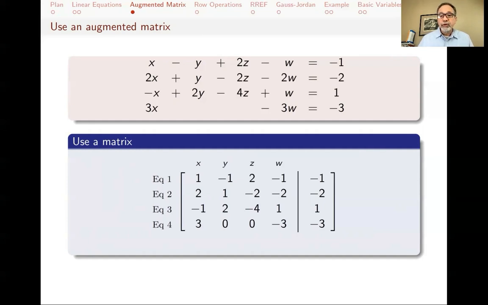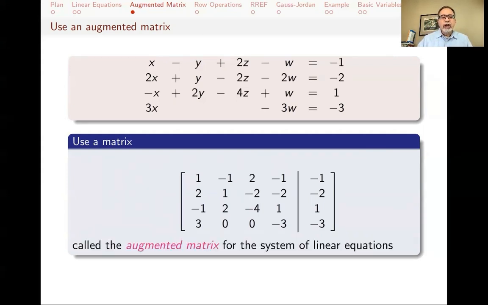For example, the first equation was x minus y plus 2z minus w equals minus 1. X had coefficient 1, so I'll put 1 there, and then minus 1, because minus 1 was the coefficient of y, 2 was the coefficient of z, minus 1 was the coefficient of w, and then minus 1 was the right-hand side. We put all the coefficients into this matrix. This matrix is called the augmented matrix for the system of linear equations.